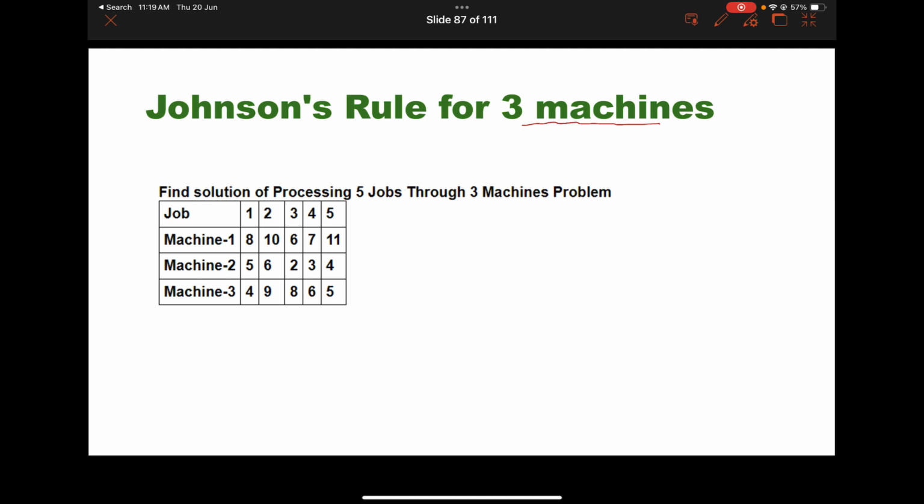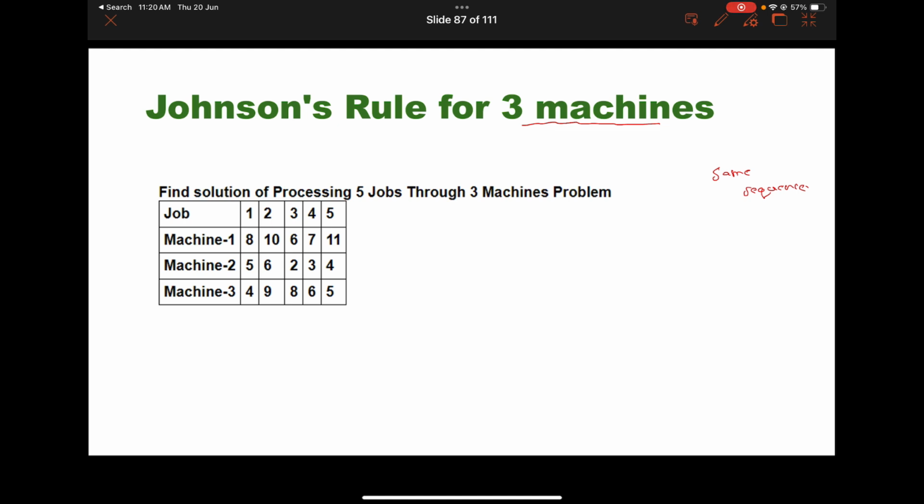Here also we assume that all the jobs have the same sequence, but there are three machines. So let us explore this rule with the help of an example.